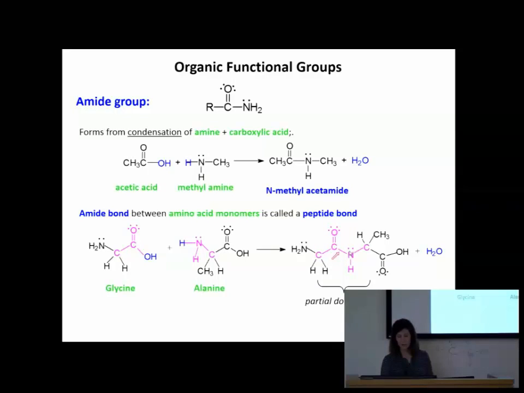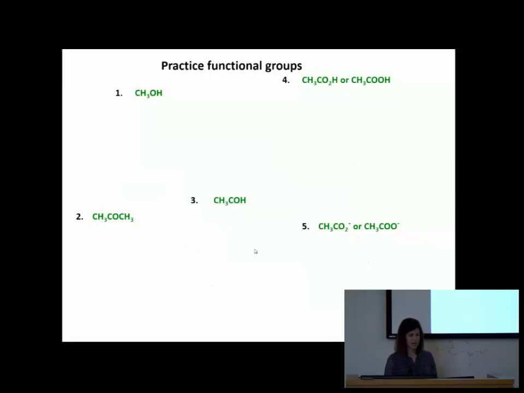All right, let's practice. Don't look at your notes. What is number one? Those of you that have had organic, give other people a chance to think. You can look at your notes, not at this particular slide. Go back. The OH hydroxyl group is part of an alcohol.